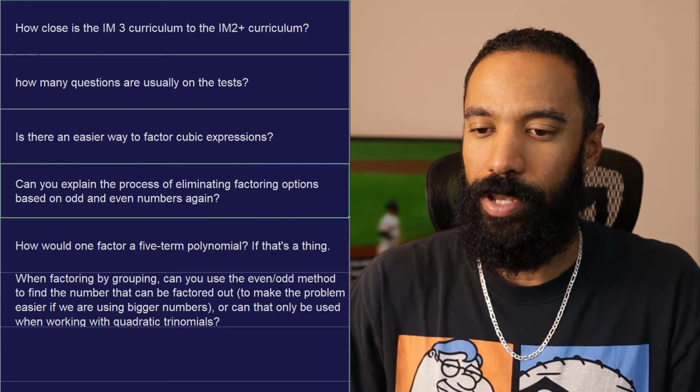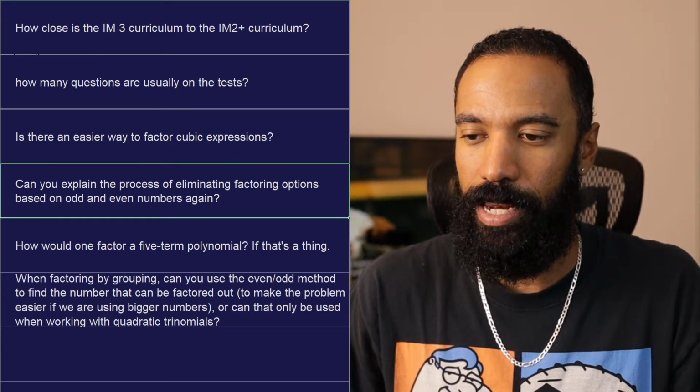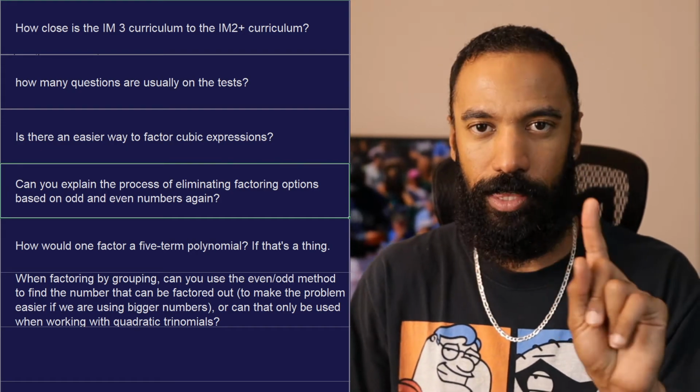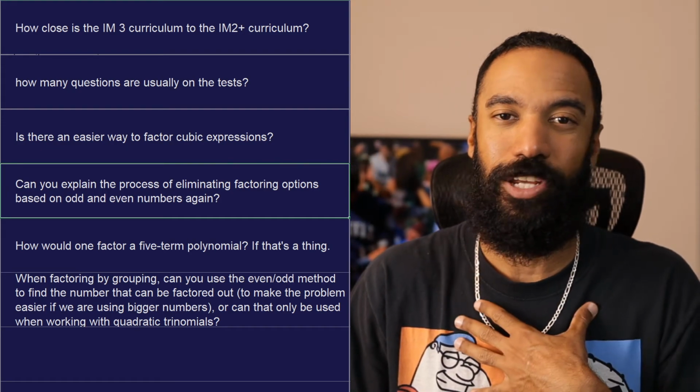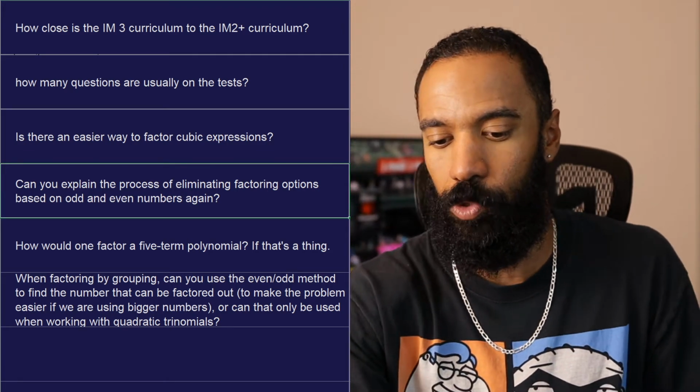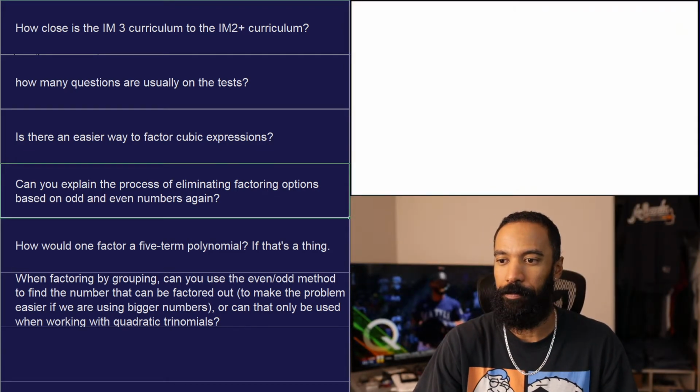All right, next question. Can you explain the process of eliminating factoring options based on odd and even numbers again? So I answered that at the top. It was the very first question, and I don't know if I did it very well. I explained a lot there. What I will break down is this. This will be a little bit different, just to write it out.